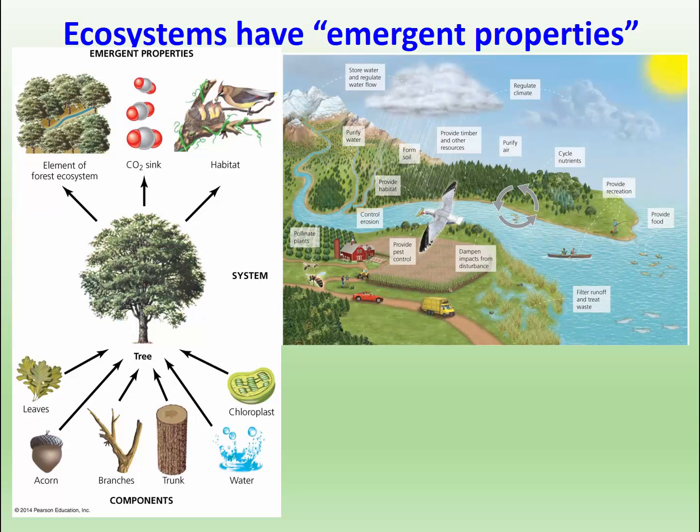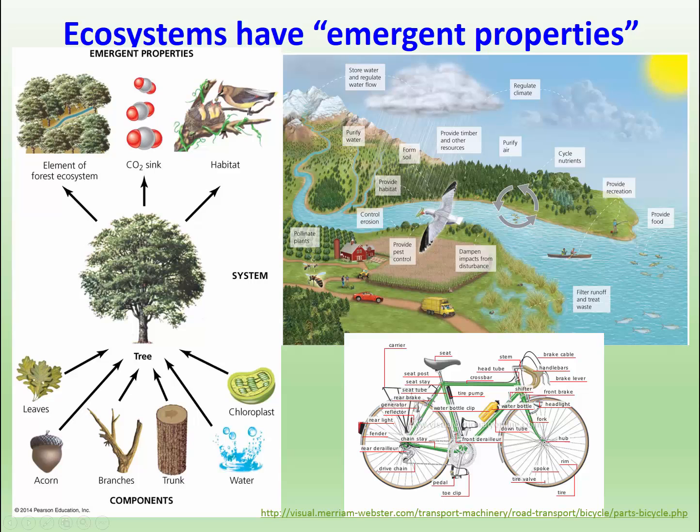Looking at this at a larger scale, we can see that ecosystems are abounding with emergent properties. Ecosystems provide clean air and water, control erosion, and provide us with food. It is the many parts of the system working together that allow the ecosystem to provide us these essential goods and services.